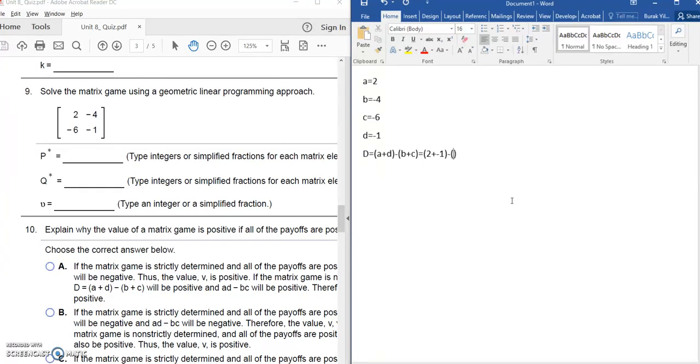minus B plus C is -4 plus -6, which is, this is just going to be 1 minus, and this is going to be -10. So that's equals 1 plus 10, 11. So capital D is 11. Let's write that down here.